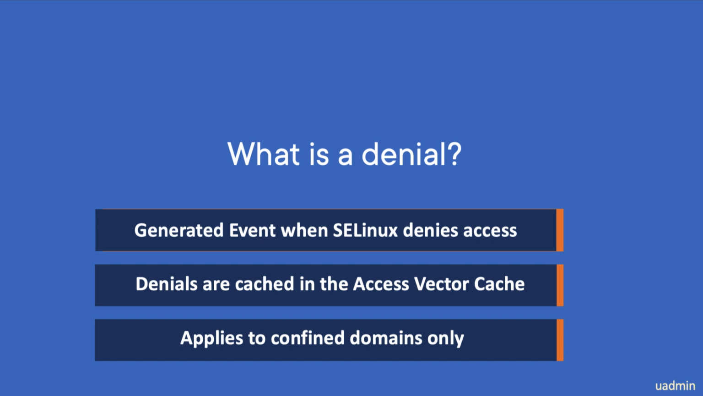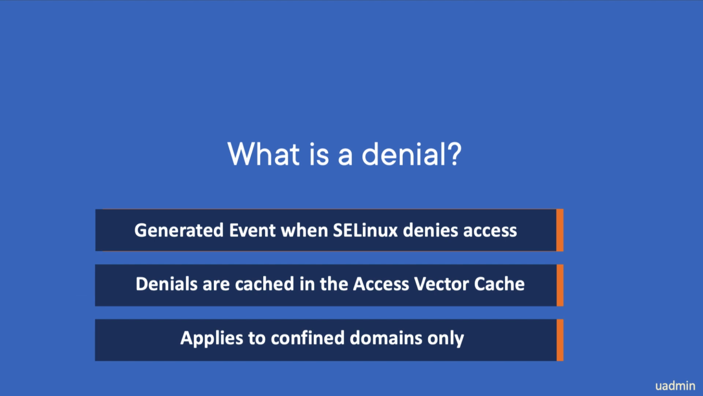A denial is generated anytime a service or application is denied access by SELinux. Whenever that happens, the denial is cached in the access vector cache, or AVC. So we could speak of AVC denials.